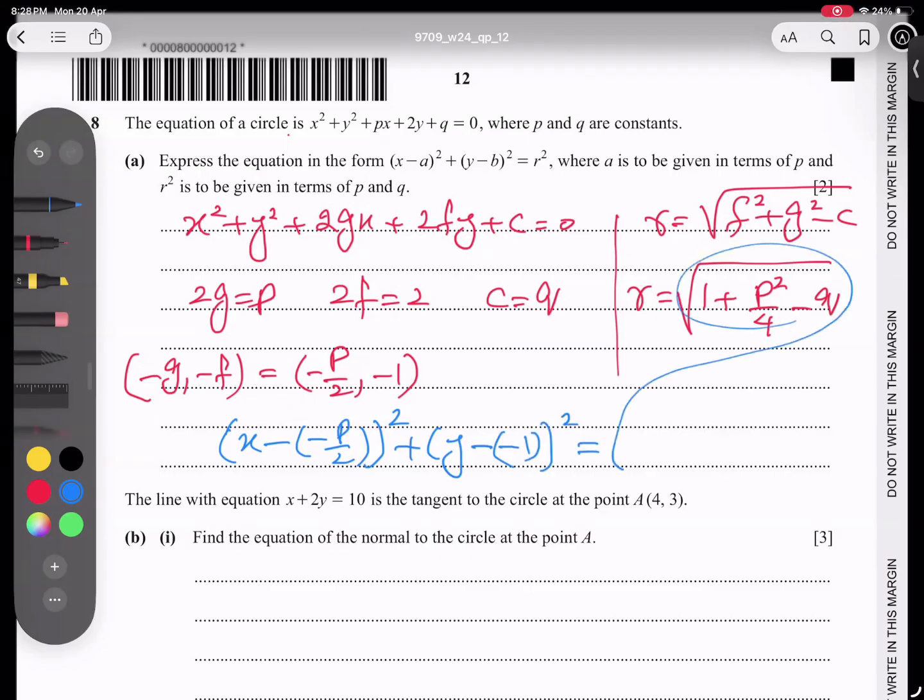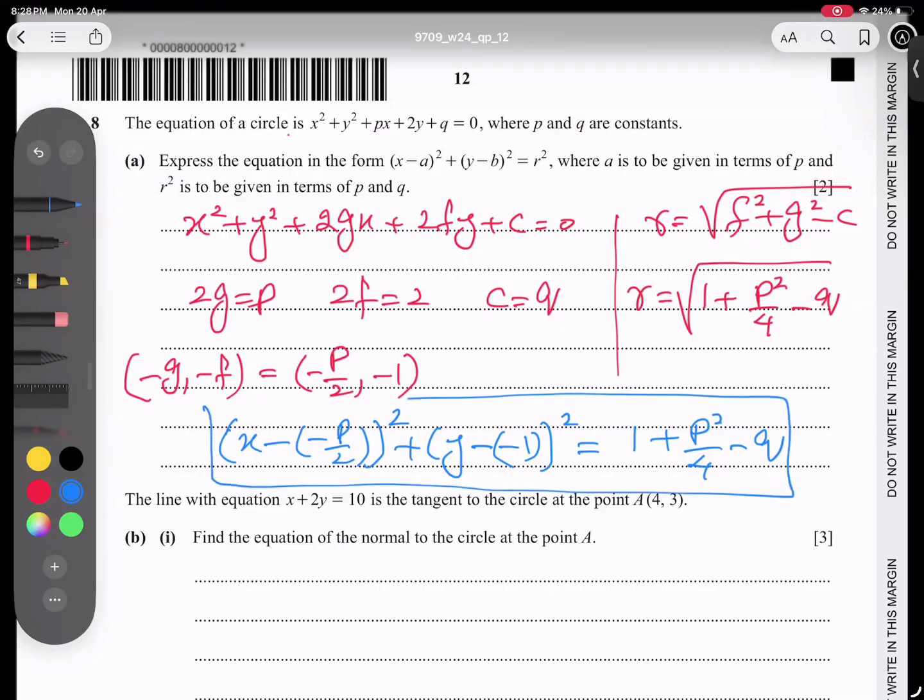So square of this means the root is gone. I can write it directly as 1 plus p to the power 2 over 4 minus q. I hope the concept of the question is clear and we have done it. Let me recheck once again. Yes, p squared. Okay, I think it's a clear idea. So the concept is clear, and this is the equation of a circle in the special form he was asking for. Done.